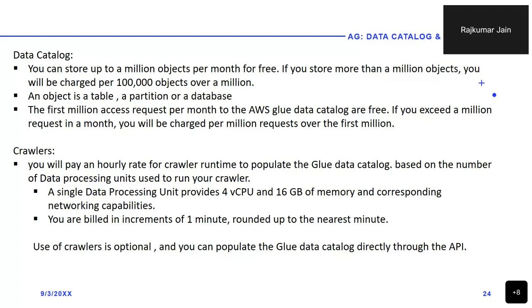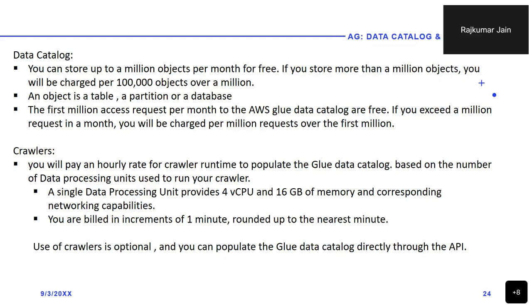Now crawlers. Let's come to the crawlers. You will pay an hourly rate for the crawler runtime to populate the Glue Data Catalog, based on the number of data processing units used to run your crawler. Here the crawler is costly because the job of the crawler is very crucial. It will detect your schema, go to the source system, and fetch whatever data is available. It will fetch all the data in one go and store it. So that's why it's a chargeable resource. But the data catalog is just like a database, just like a table, so it is not that much charge.